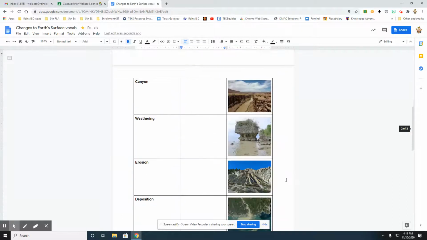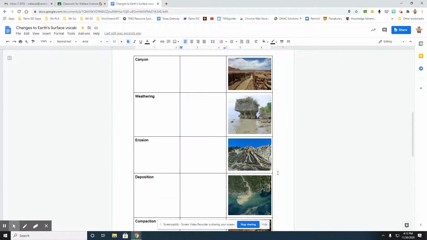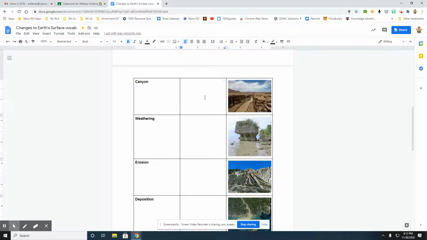Scroll on down to the next one. This is a canyon. We always think of the Grand Canyon, right? Which is our biggest canyon here in America. And in the canyon is the Colorado River. And so we're going to see a river here, right? So water is going to do it. Put that in parentheses. Water. And it is going to carve out land by weathering and eroding. And it leaves behind steep walls.